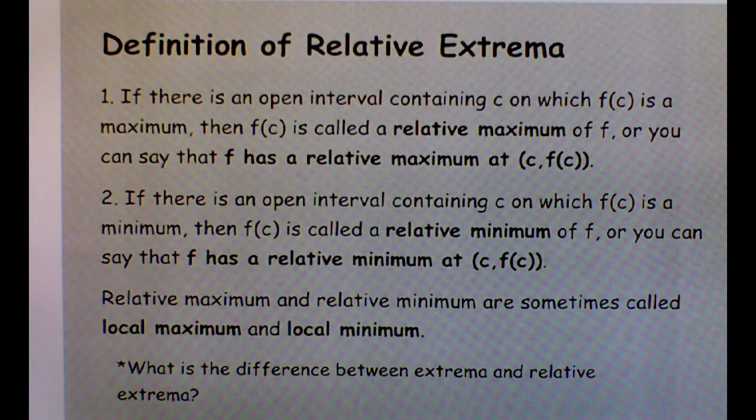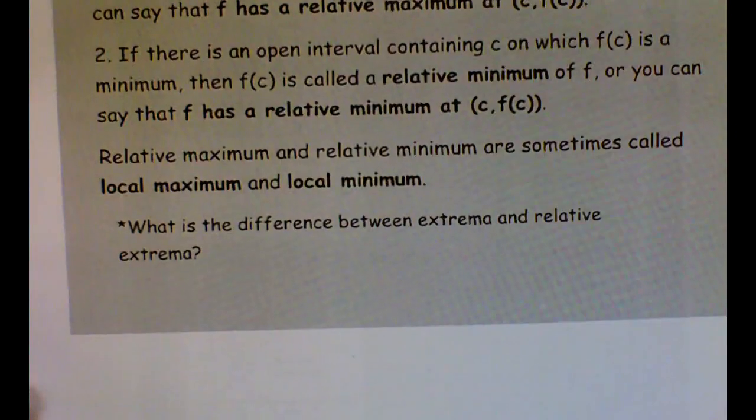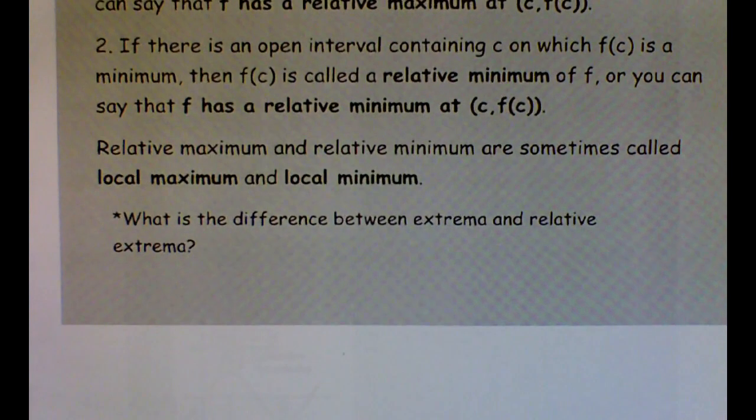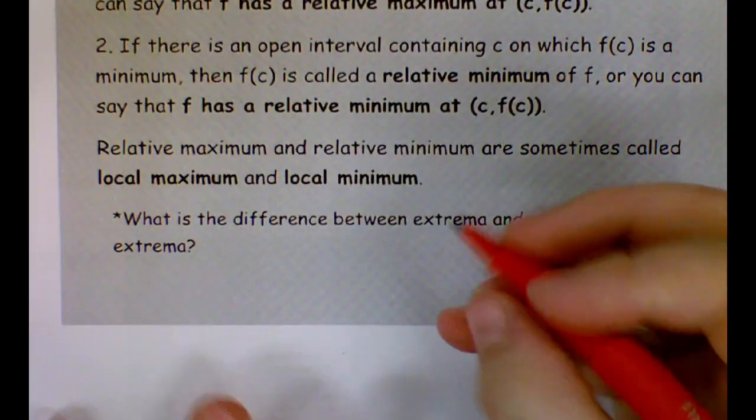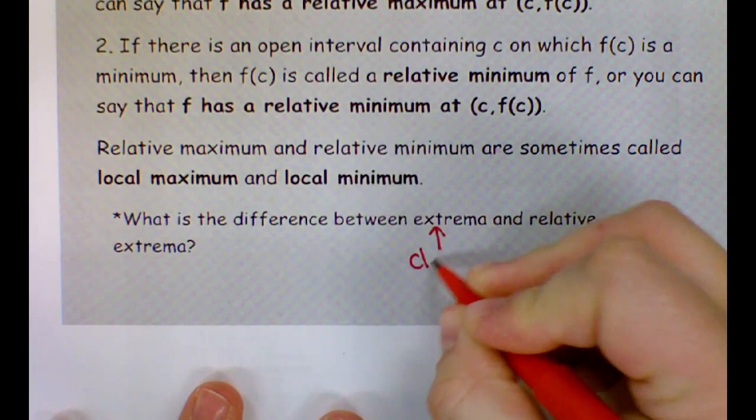If there's an open interval containing c on which f of c is a minimum, then f of c is called a relative minimum of f, or you could say that f has a relative minimum at c, f of c. Relative maximums and minimums are sometimes called local maximums and minimums. So, the big thing here, the difference between extrema and relative extrema. Extrema are on a closed interval.